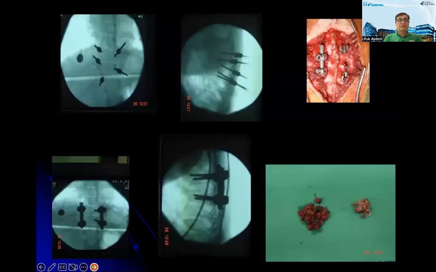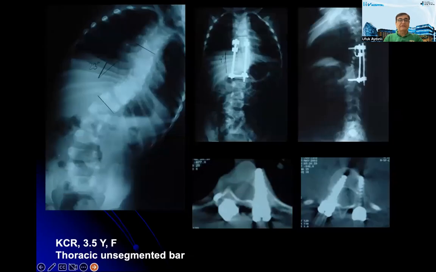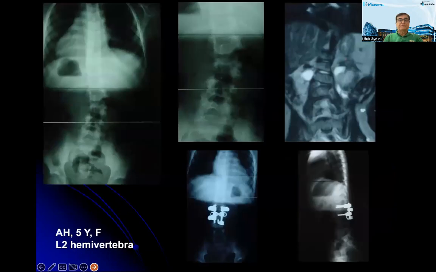So again, you will see here another hemivertebral excision with only a posterior approach, and you will see with the X-rays a satisfactory outcome. And this is a thoracic unsegmented bar, operated with posterior instrumentation and fusion. This is a 5-year-old boy with L2 hemivertebra. Again, these are cases that I'm showing you right now, maybe 15 or 20 years of history.